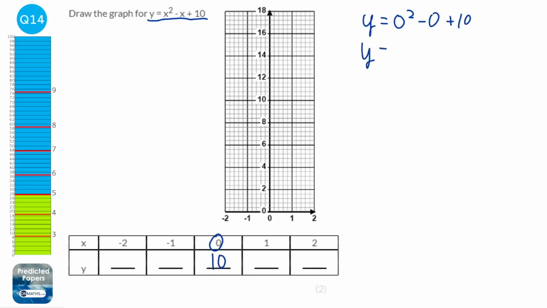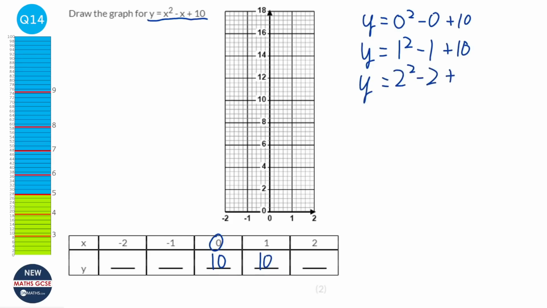Do the same for 1. So it would be 1 squared minus 1 plus 10. Well, 1 squared is 1, 1 take away 1 is 0, plus 10 is 10. So that will also be 10. 2 squared minus 2 plus 10. 2 squared is 4, 4 take away 2 is 2, plus 10 will be 12.